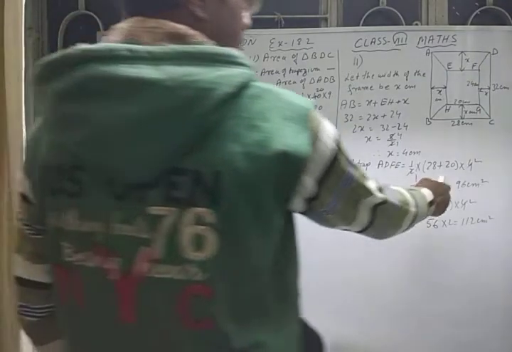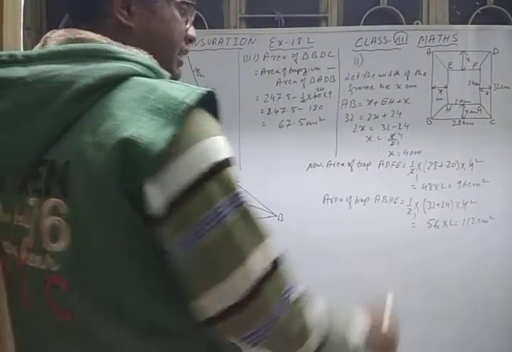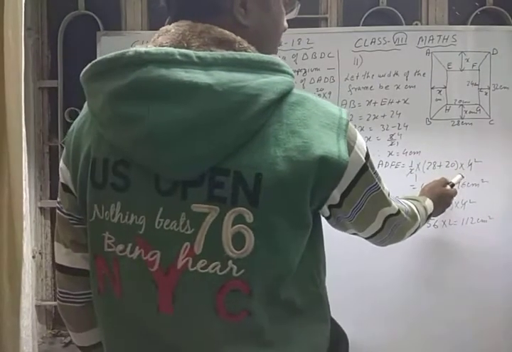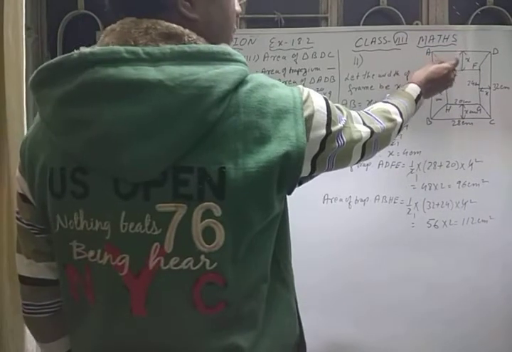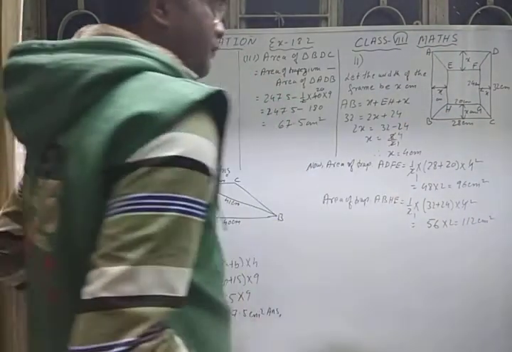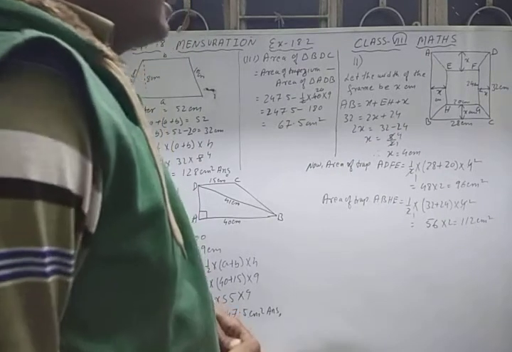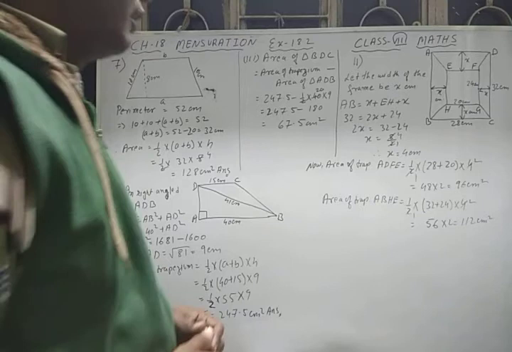So 2 into 20 plus 28 is 48. 48 into 2, that is equal to 96 centimeter. Means area of this trapezium is 96 centimeter square. So same is the area of trapezium BCGH, also 96 centimeter square.